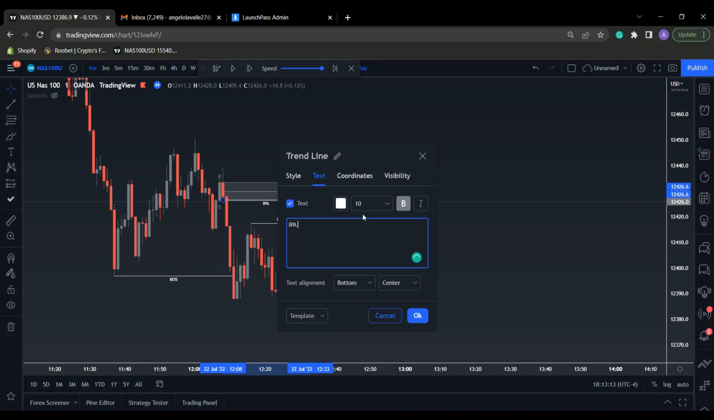IPA cleared. So the imbalance was filled.